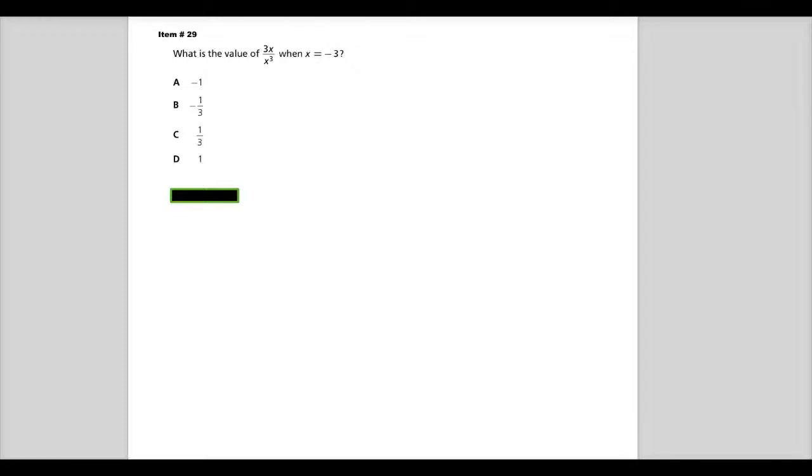This is item number 29 on the spring 2014 released items for the Tennessee End of Course Algebra 1 test. The question says, what is the value of 3x over x to the third power when x equals negative 3? It's a simple substitution question. They're just trying to get you to evaluate the expression.